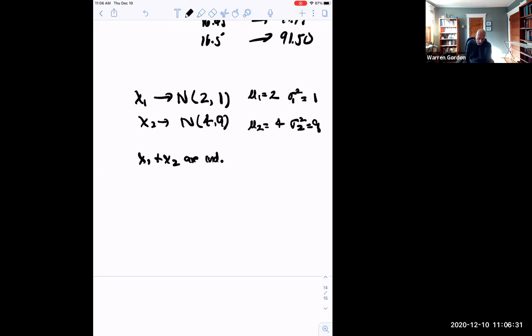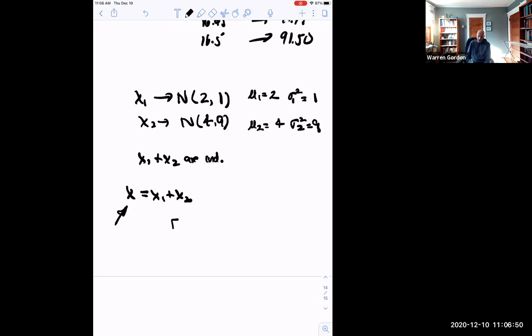And I said, okay, and suppose I let x equal x1 plus x2. I want you to describe x. What kind of distribution is x? So here's what most people did. Not all. I'd say all but 5 or 6.